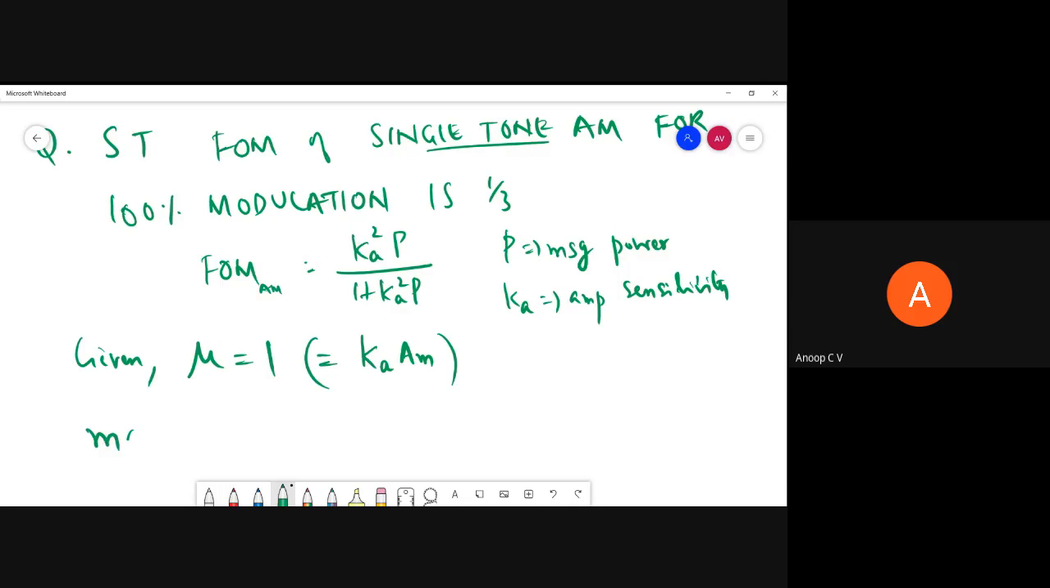In single tone modulation, as mentioned, we can always write m(t) as Am cos 2 pi fm t. So what will be the power of m(t)? Whoever gives the answer first gets a reward. What is the power of m(t)? Shreyas says it is equal to 1, not correct. Yes, half of Am square.